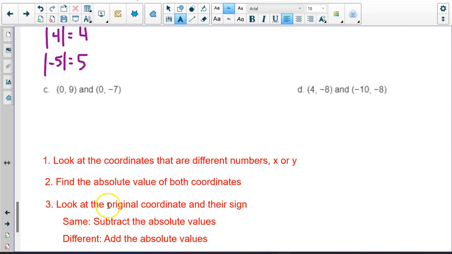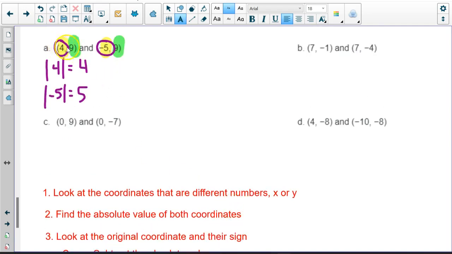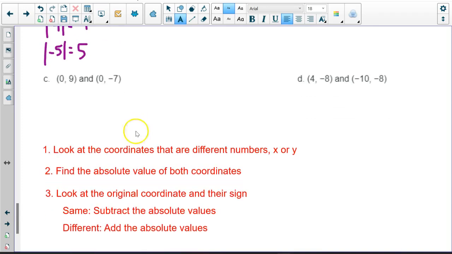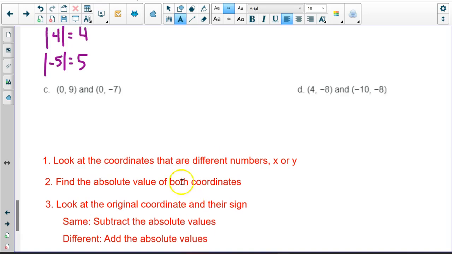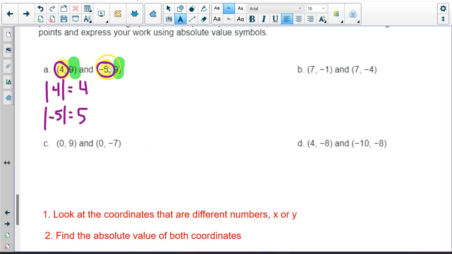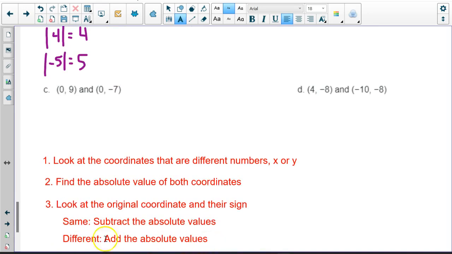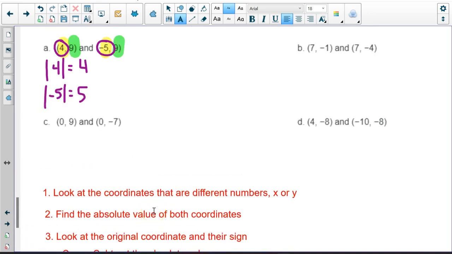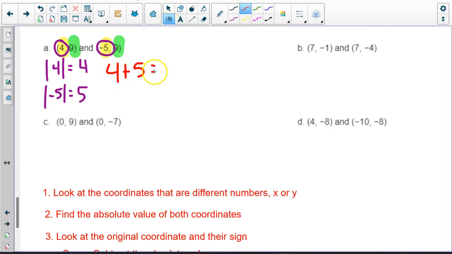So step 3 says look at the original coordinate and their sign. So we're going to go back up here and look at this 4 and -5. Do they have the same sign? When I say same sign, I mean, are both numbers positive or both numbers negative? Different signs means they have one of each. I have a +4 and a -5, so I have two different signs. So I'm going to add the absolute values. 4 plus 5, and that tells me these are 9 units apart.